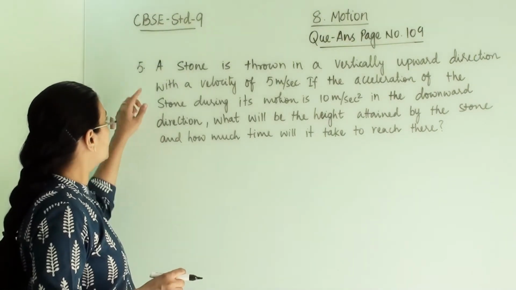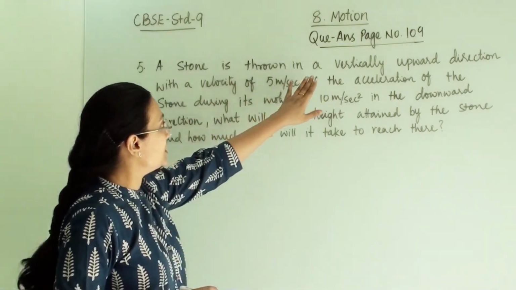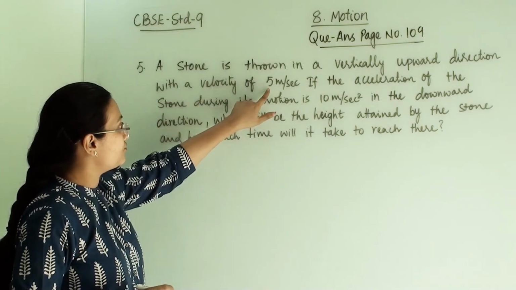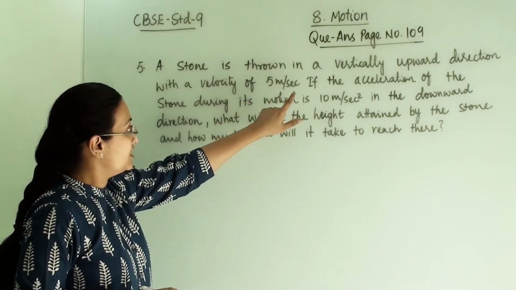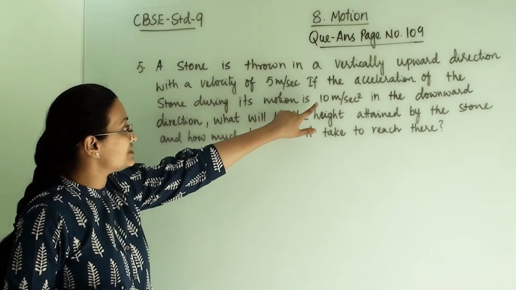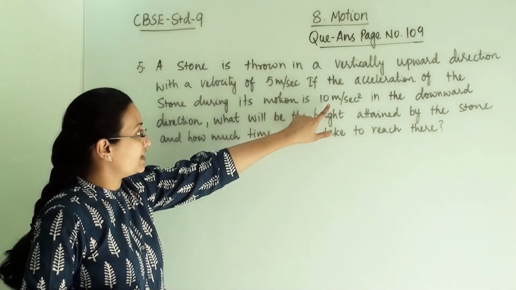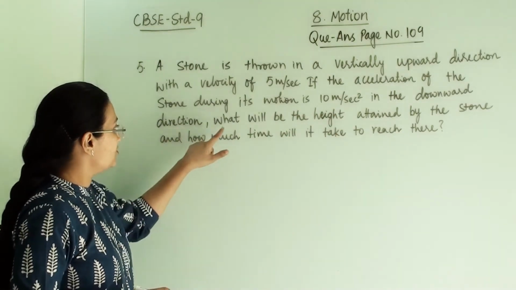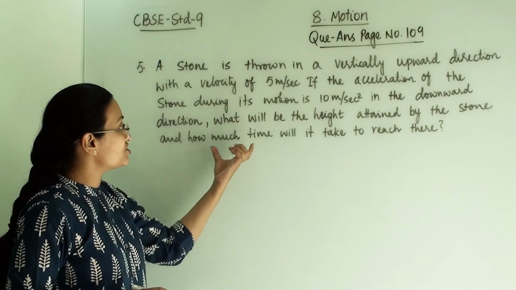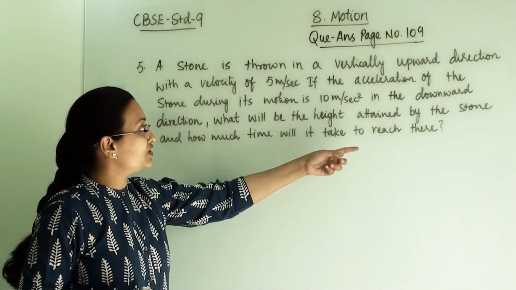Fifth numerical: a stone is thrown in a vertically upward direction with a velocity of 5 meter per second. If the acceleration of the stone during its motion is 10 meter per second square in the downward direction, what will be the height attained by the stone and how much time will it take to reach there?